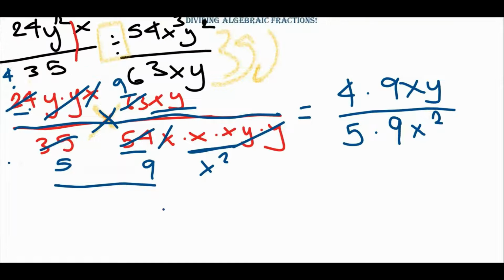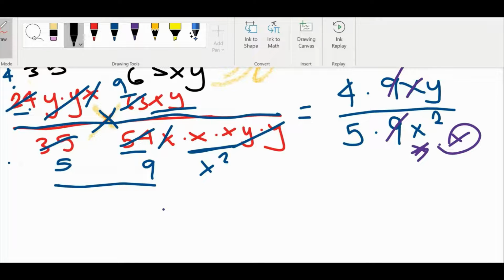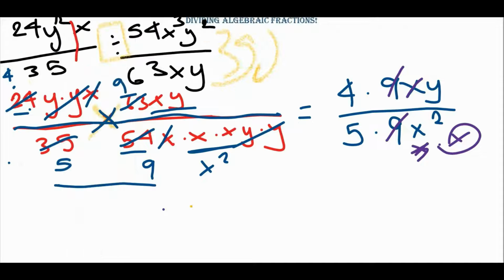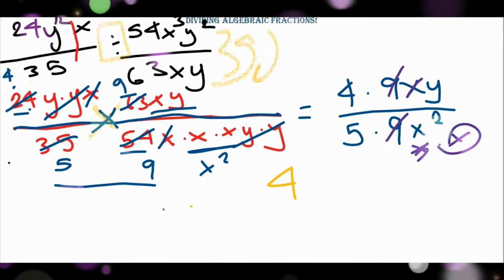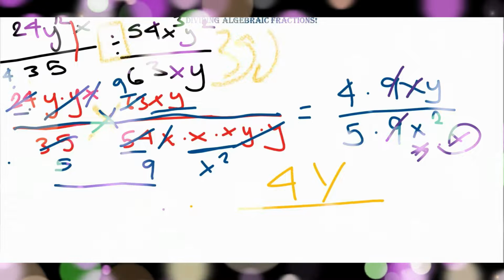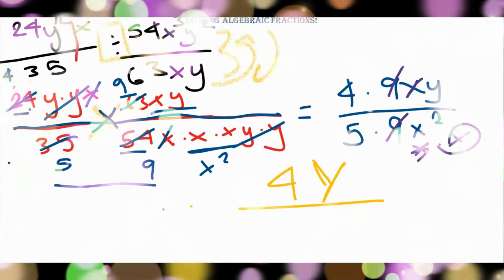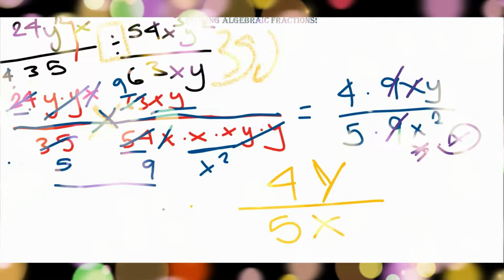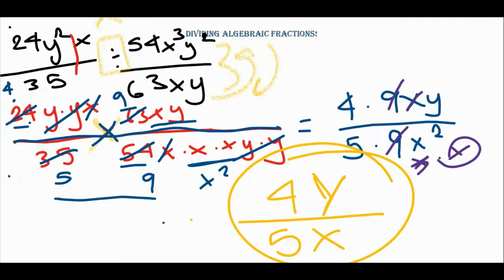Okay, so let's try and simplify this further, as it can be simplified. Let's cross off these 9's, and x squared is going to be x times x, so we can cross off 1x, and we can keep this x. Okay, so this is the furthest we can simplify it. So overall, our answer is 4y over 5x.